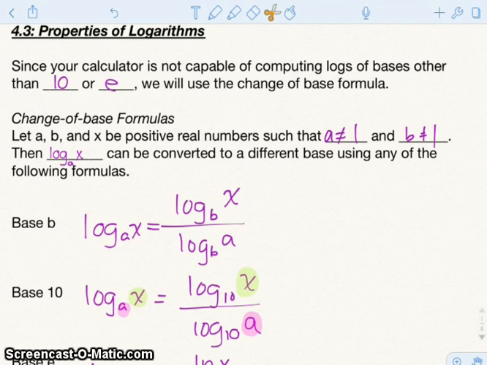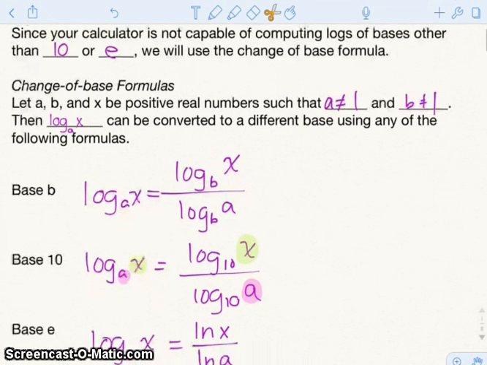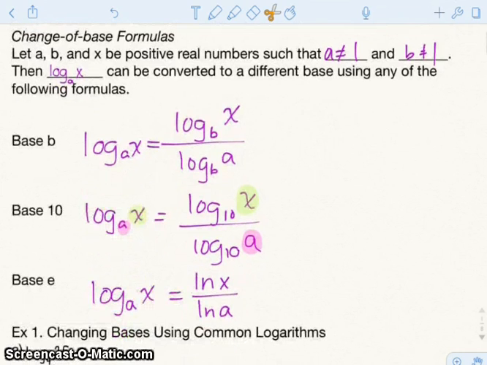Let a, b, and x be positive real numbers such that a is not equal to 1 and b is not equal to 1. Then log base a of x can be converted into different bases using any of the following formulas. Base b, meaning literally any base you want as long as it is a positive real number, base 10, which is our common base, which is one we would use to put in our calculator, and base e, which we know is the same thing as ln.